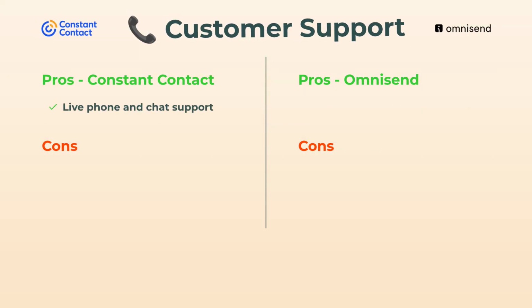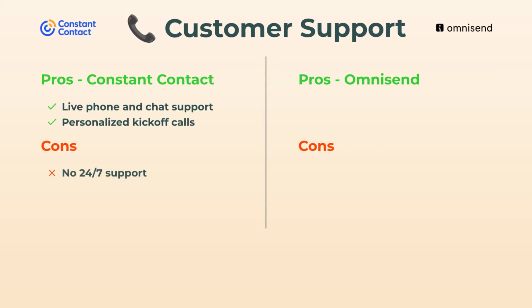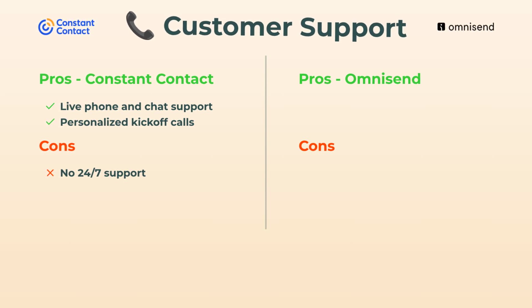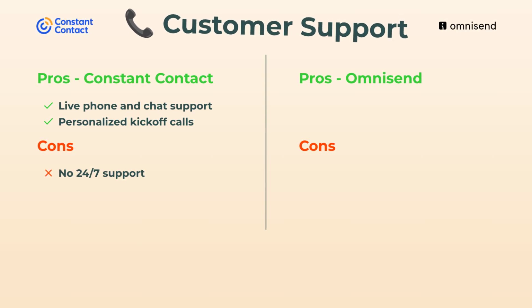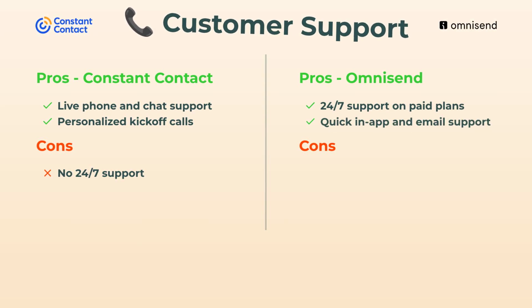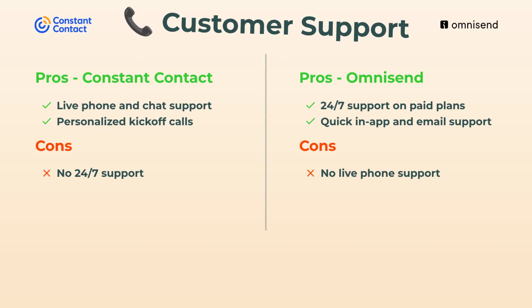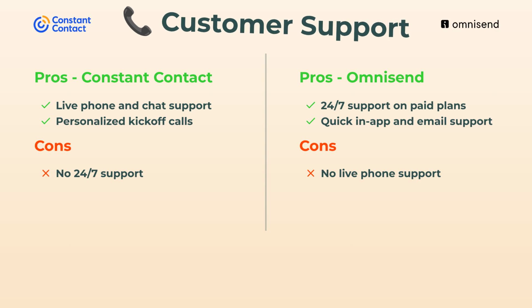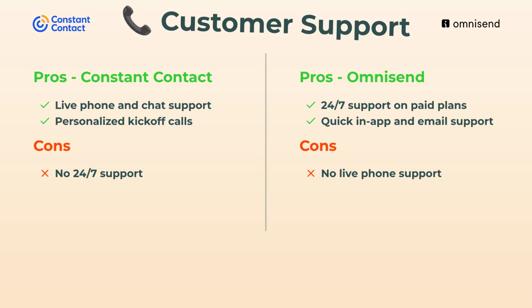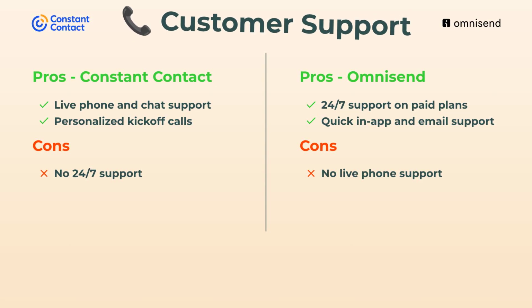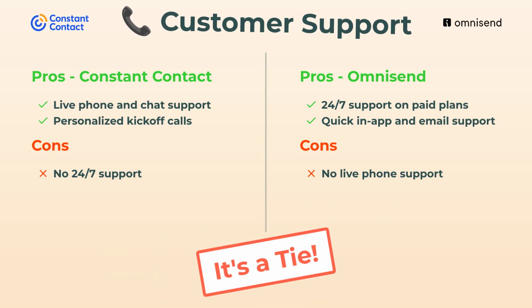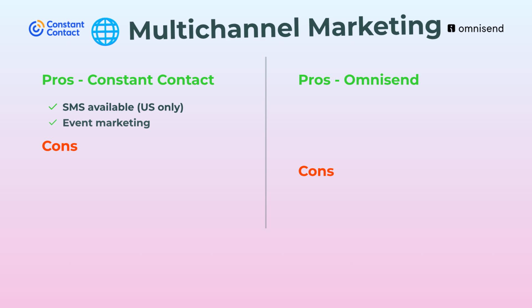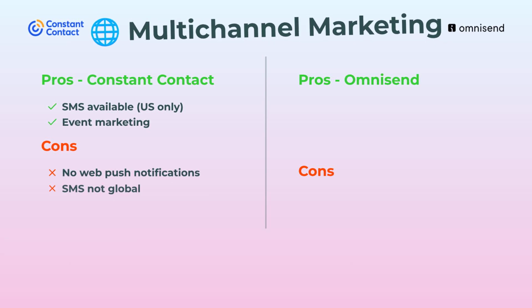Now for customer support. Constant Contact is great with live phone and chat. You even get personalized kickoff calls, but no 24/7 support. Omnisend swings the other way. They do 24/7 support on paid plans, and their in-app support is pretty quick. No live phone option, though. So honestly, this one's a toss-up. They're both strong, but have slightly different vibes. It's a tie.